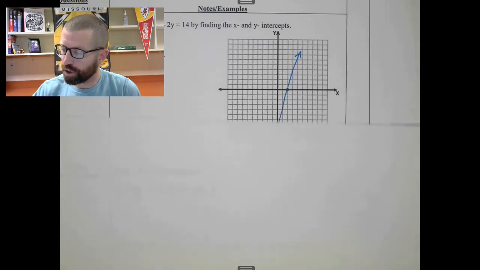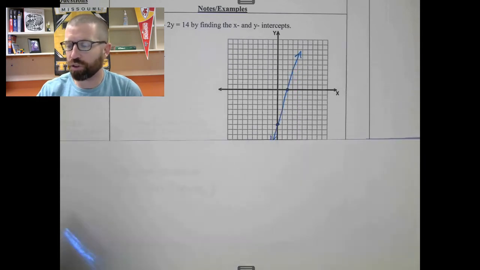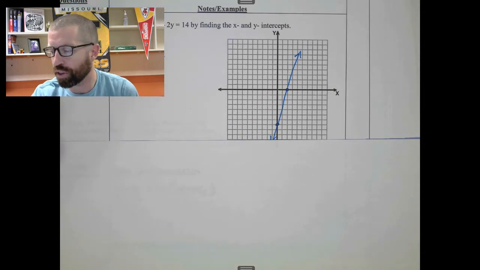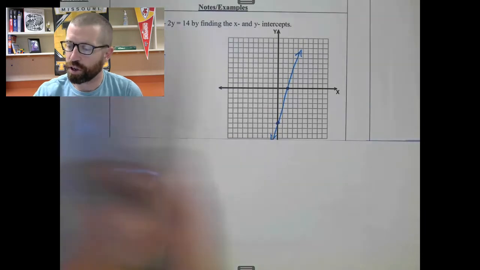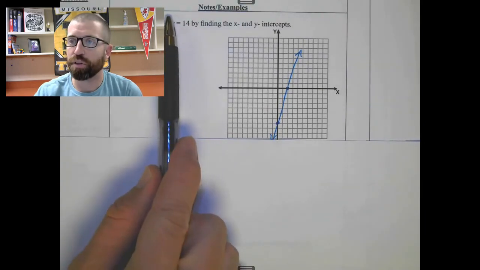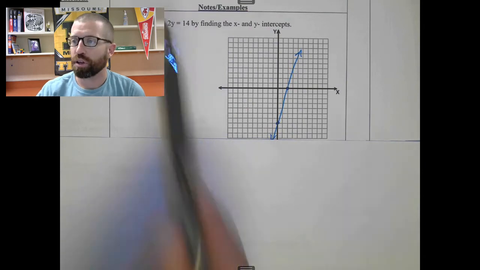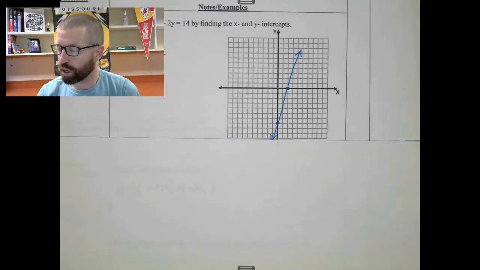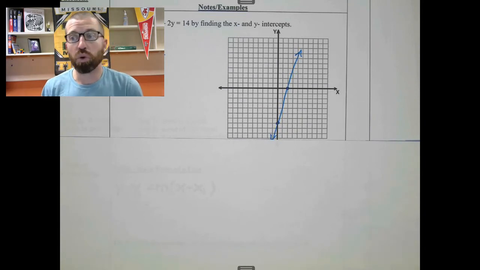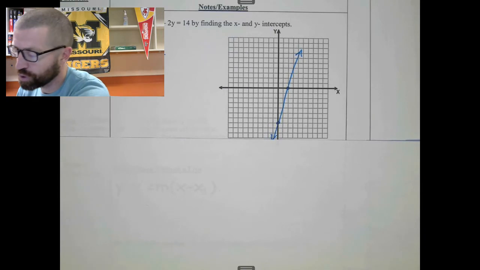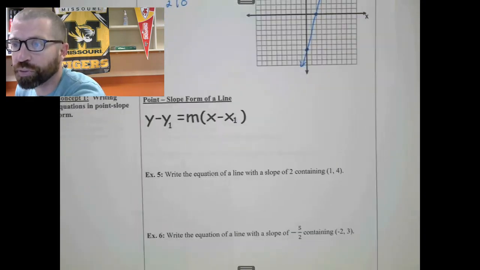And here, you can use the cover-up method if you want. So if you plug in 0 for x, just cover that up and divide both sides by -2 to get -7 for y. And then cover up the -2y, divide by 7 to get 2 for x. And that gives you your line. So there's a lot of different methods to graph lines. And we're going to look at one more in this video, which is point-slope form.